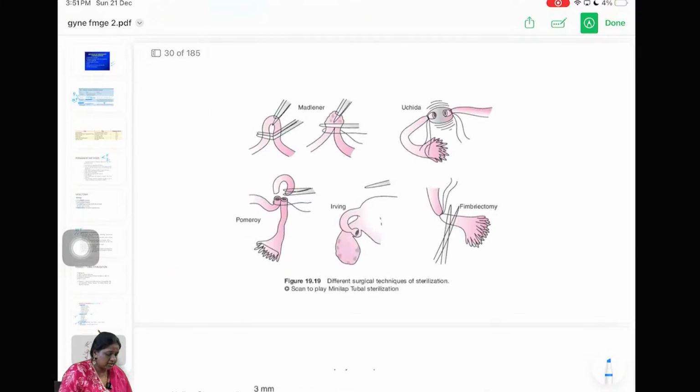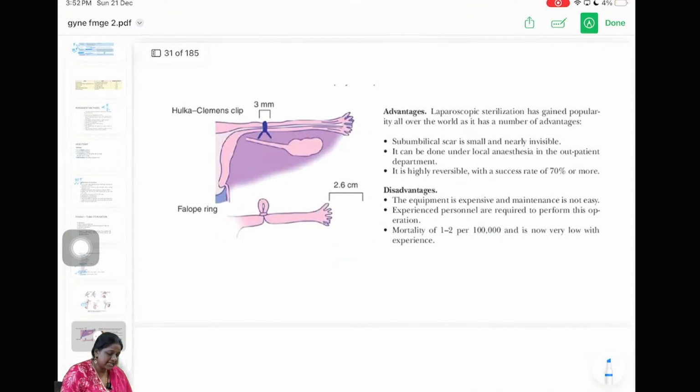Various methods are there: Madlener, Uchida, Pomeroy, Irving, fimbriectomy. The most commonly done, the only standardized one done today, is Pomeroy's, where you tie both the tubes and then cut them. Understood? And in laparoscopy, you have clips or Falope rings. Laparoscopy is very advantageous because it has a very small incision, no big scars, and it is highly reversible.